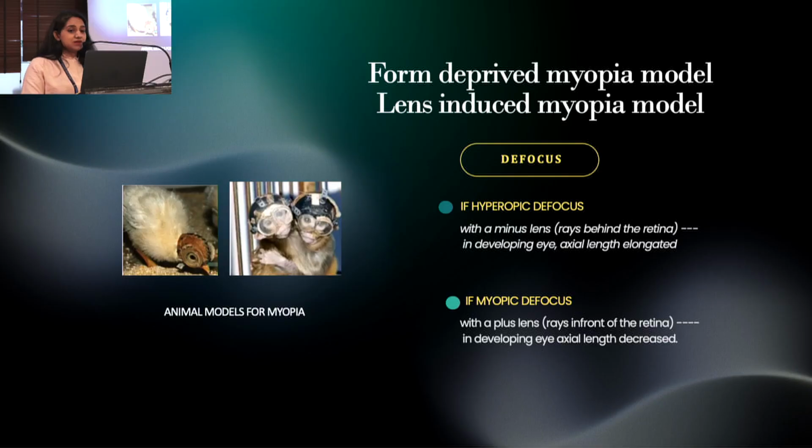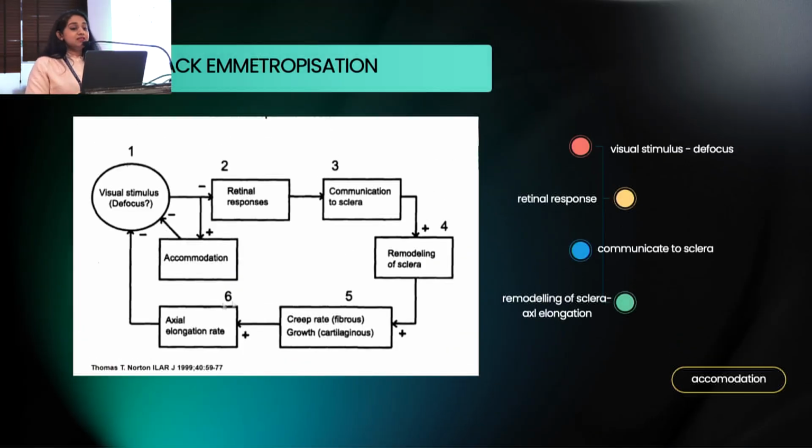They were the form-deprivation myopia model and the lens-induced myopia model, where you put a diffuser or a lens in front of the eye, and they study how the defocus affects axial length elongation. So if you put a minus lens in the developing eye of chicks or tree shrews or monkeys, they noted that axial length elongated because the rays were focusing behind the retina, and that gives a stimulation, and vice versa if you put a plus lens. So that is the first theory, the feedback emmetropization. That is how the first theory came, along with all the studies.